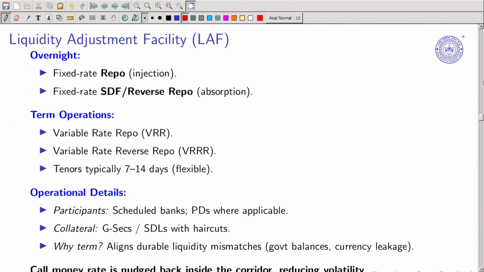So, let me shed light on what we call the liquidity adjustment facility. So, what is the liquidity adjustment facility? It is overnight. So, we go for the fixed rate repo. On this banks are borrowing money, it means that banks are going to have the cash. So, this is called liquidity injection, right. And SDF or reverse repo is the absorption, which means that we want to call it liquidity absorption, right.